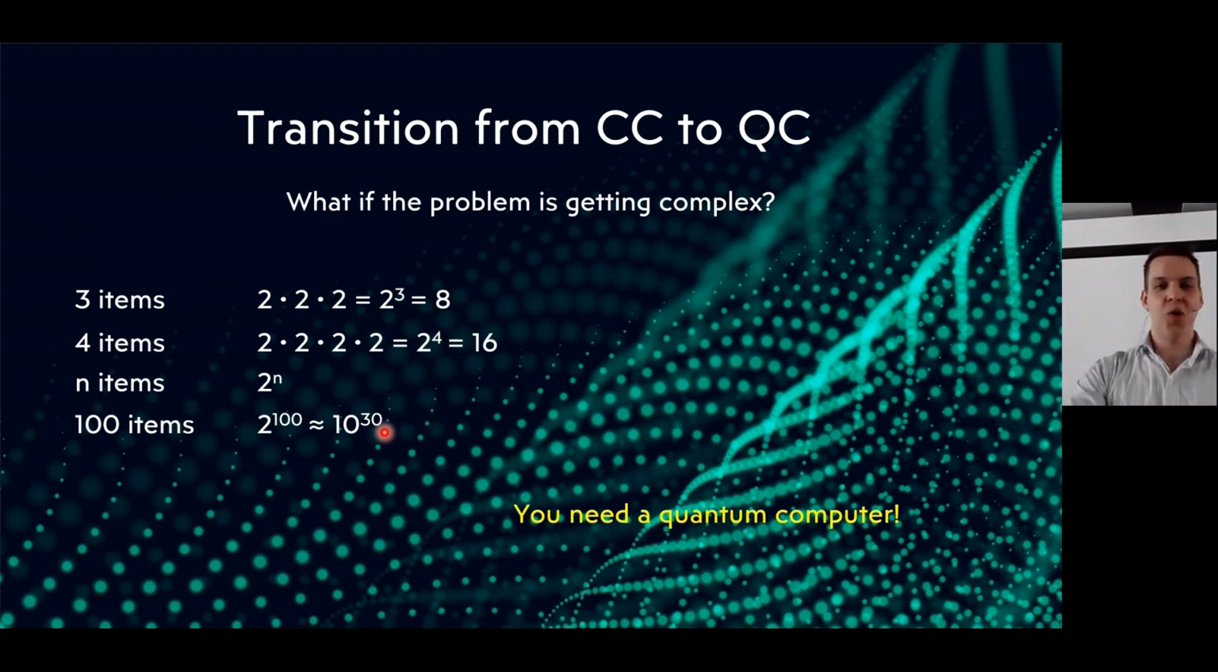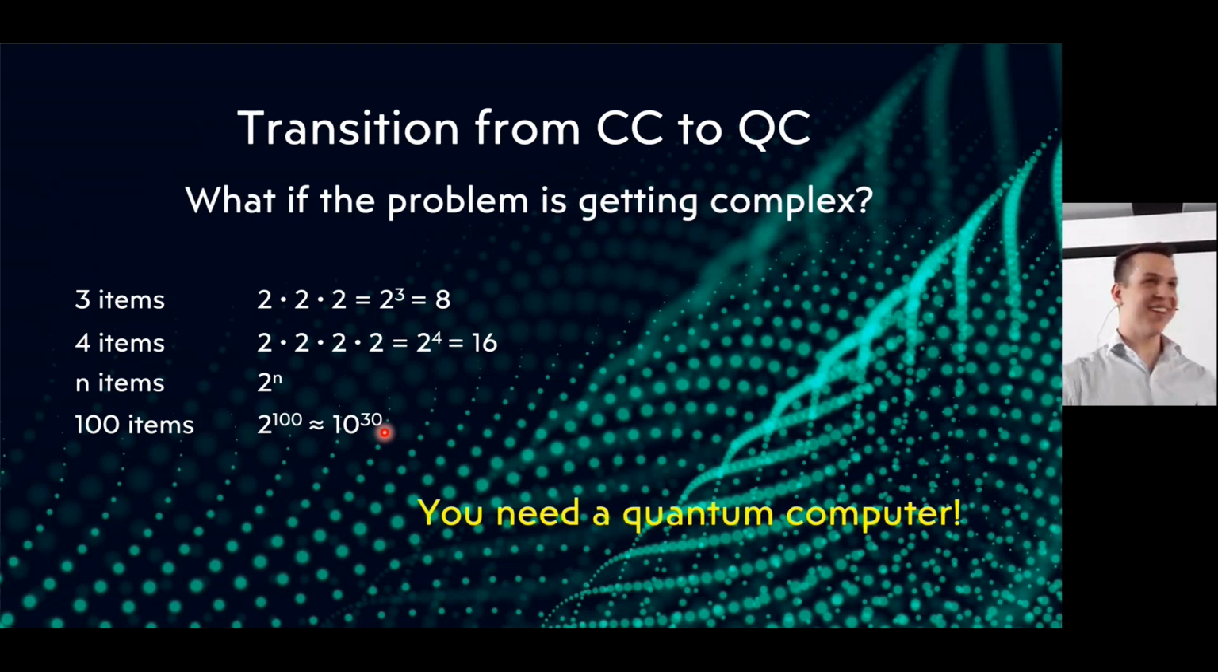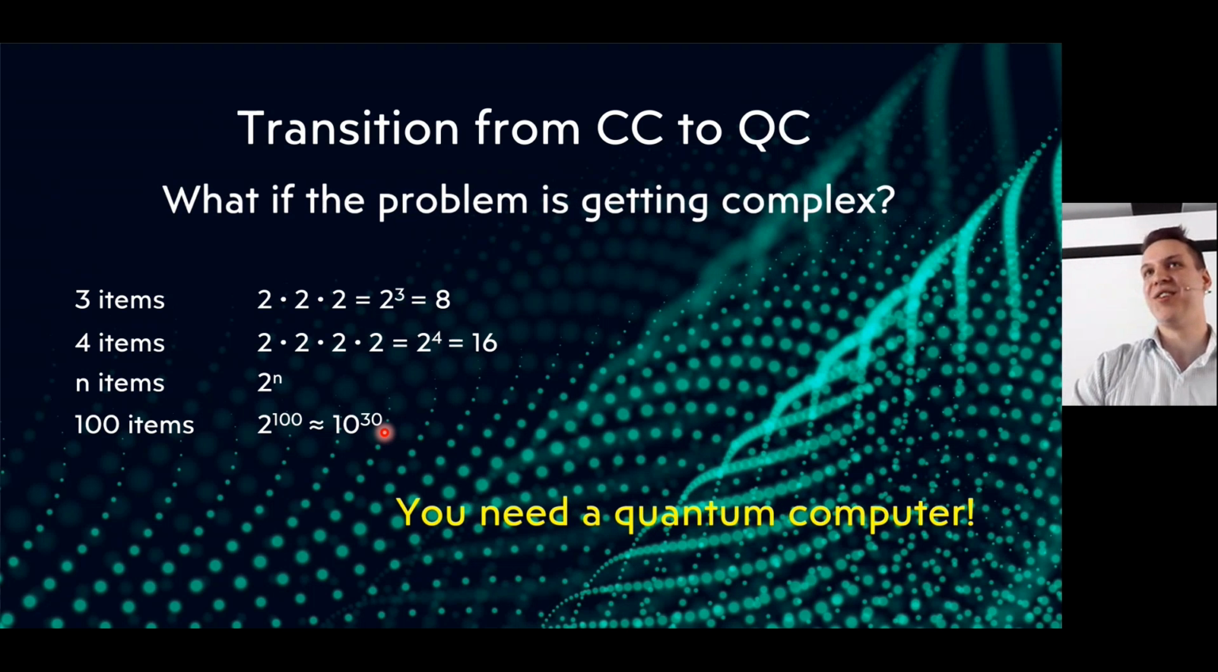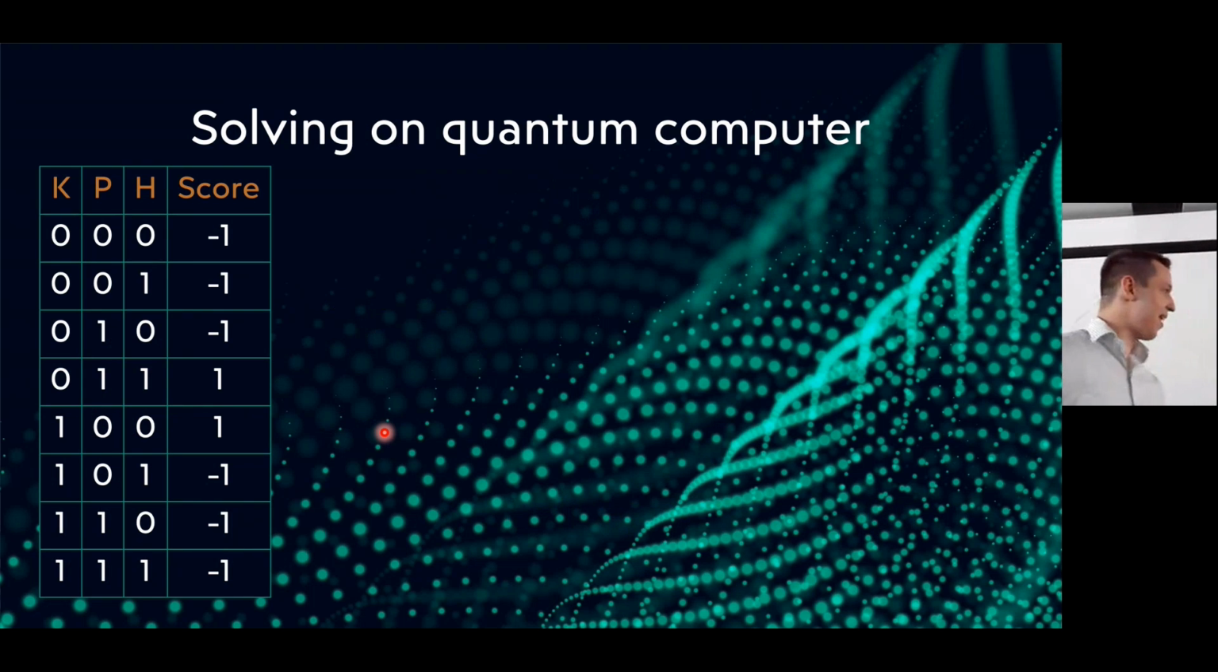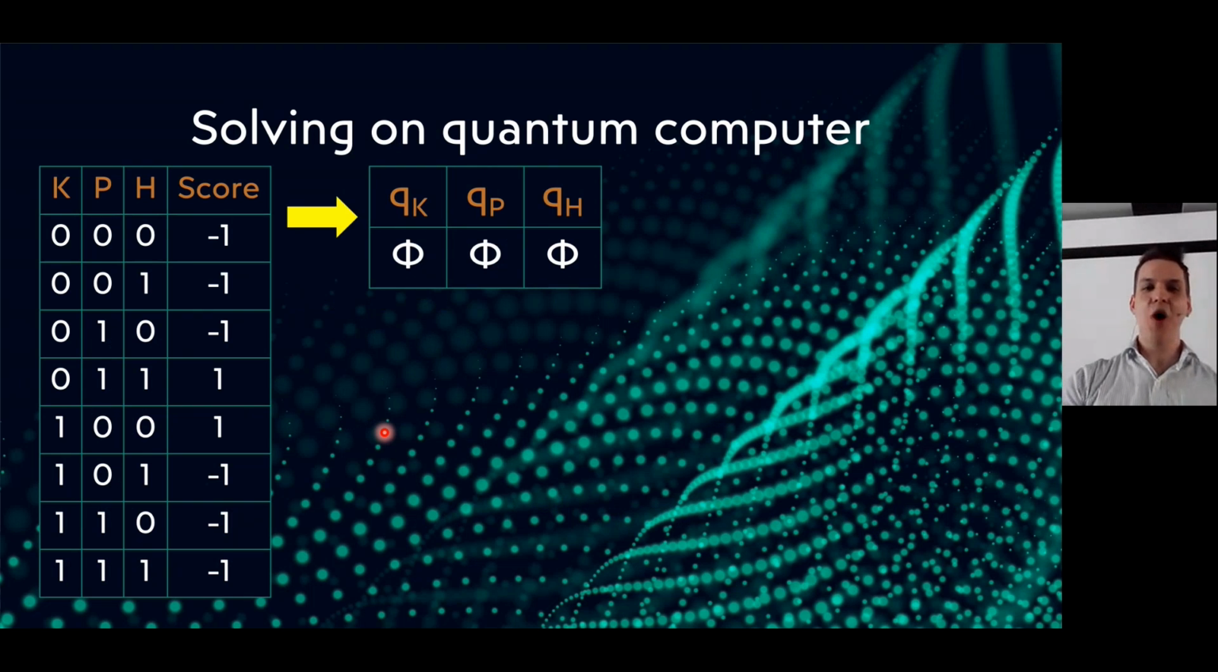Okay? So what if the problem is getting more complex? You need to take a bigger quantum computer. You need more qubits, okay? It's super complex. So going back to the example, we have now the score. How would we do this for the quantum computer? We can say we have 3 items, okay? And we know this one item can be in bag 1 or 0. So in 2 conditions, if it's in bag 0 or 1. The same is for the phone, it can also be in both.